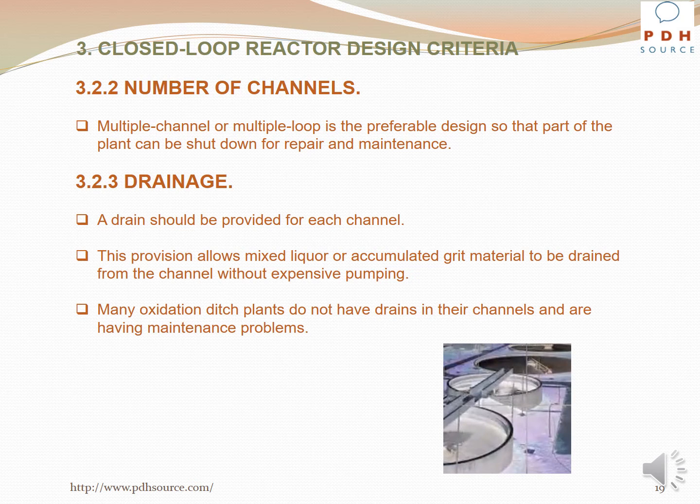Multiple channel or multiple loop is the preferred design so that part of the plant can be shut down for repair and maintenance. A drain should be provided for each channel. This provision allows mixed liquor or accumulated grit material to be drained from the channel without expensive pumping. Many oxidation ditch plants do not have drains in their channels and are having maintenance problems.